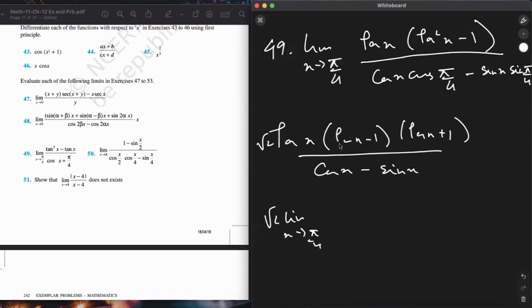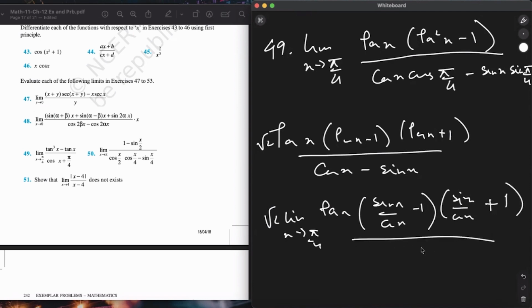And if I just open this tan x as sin x upon cos x, what will I be left with? There is a tan x over here, there's sin x divided by cos x minus 1, sin x divided by cos x plus 1, all divided by cos x minus sin x.